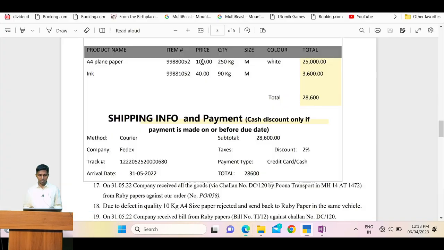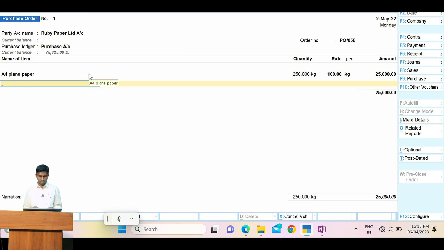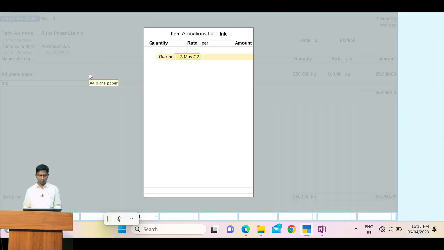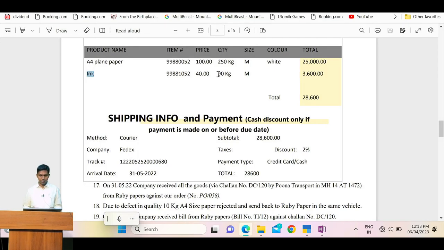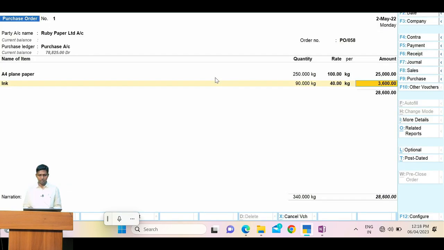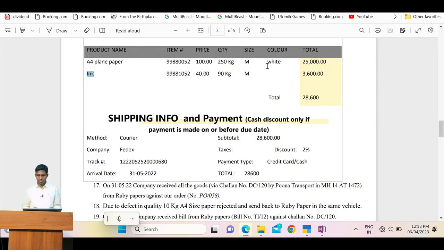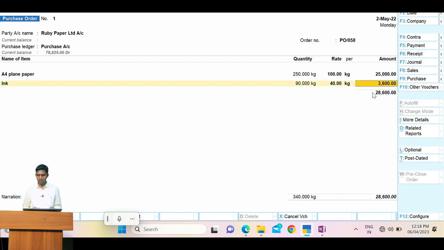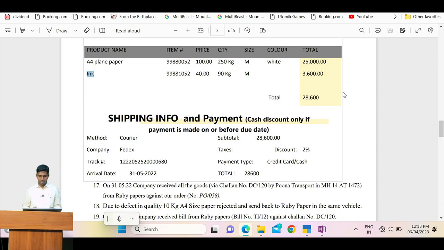And then one more item, ink. Ink, okay. 90, 31st May only, before 31st May, 90 kg, and then rate 40 per kg, okay, 3,600. Just check the amount: 28,600, okay. Anything other than that? No.